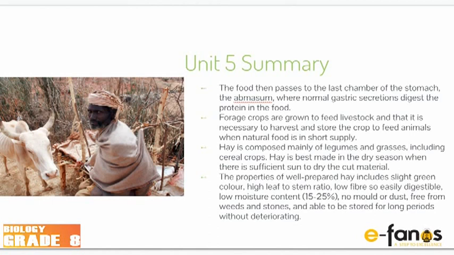Forage crops are used to feed livestock, and it is necessary to harvest and store the crop to feed animals where natural food is in short supply. Hay is composed mainly of legumes and grasses, including cereal crops. Hay is best made in the dry season when there is sufficient sun to dry the cut material.